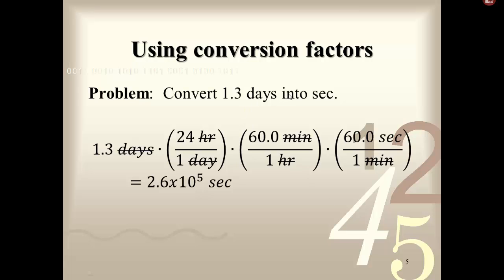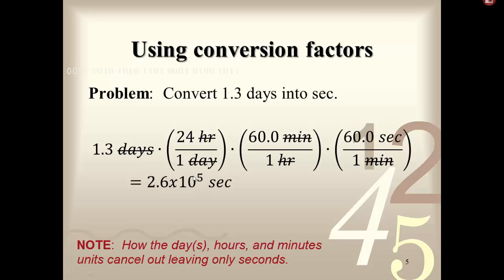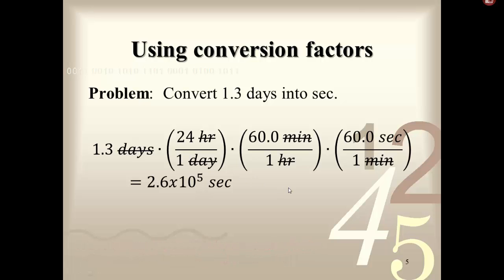Convert 1.3 days into seconds. So we have 1, 2, 3 conversion factors that we're using here. These two conversion factors could be combined into one, where you'd have 3,600 seconds for every hour. And we know there's 24 hours in one day, and the units cancel, days cancel, hours cancel, minutes cancel, you're left with the seconds. That means that your conversion factors were used appropriately. Again, that one has to be in the numerator and one has to be in the denominator.